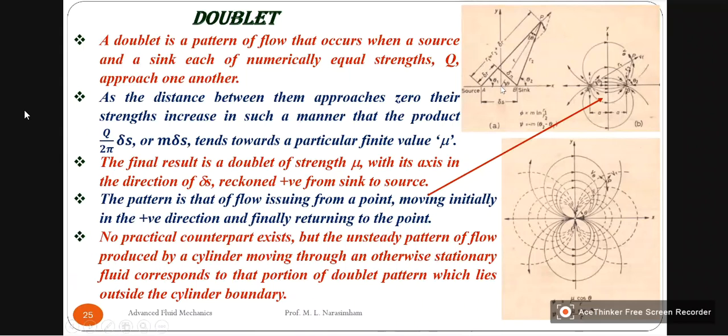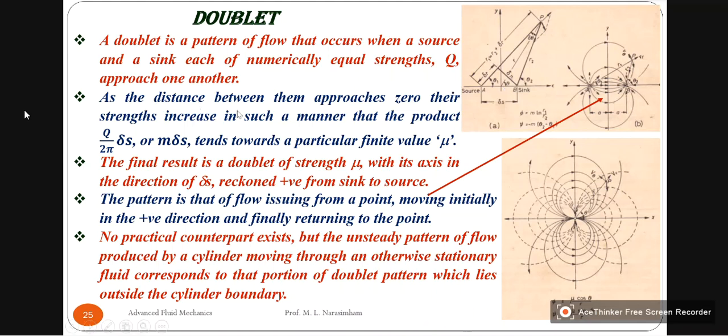This is the origin, and a source is located at the point A, and a sink is located at the point B, which are equidistant from the center. So the distance between the source and sink is indicated by delta S, right? So when the source approaches the origin and the sink also approaches the origin, what will happen? So that is the pattern of flow.